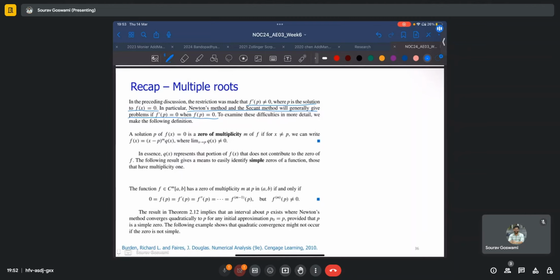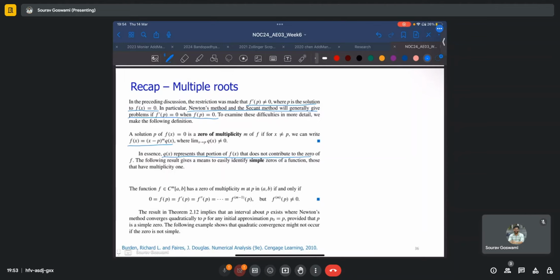And the way to deal with this, first the definitions. Any solution p of f(x) equal to 0 is said to be a zero of multiplicity m of f if for x not equal to p, we can write f(x) equal to (x minus p) to the power m times q(x), where the limit as x tends to p of q(x) is not equal to 0. What this actually means is that q(x) represents the portion of f(x) that does not contribute to the zero of f. Simple zeros are ones which have a multiplicity of 1.